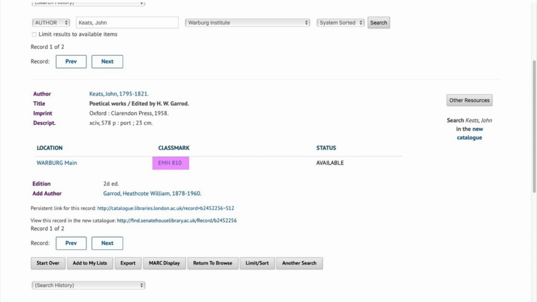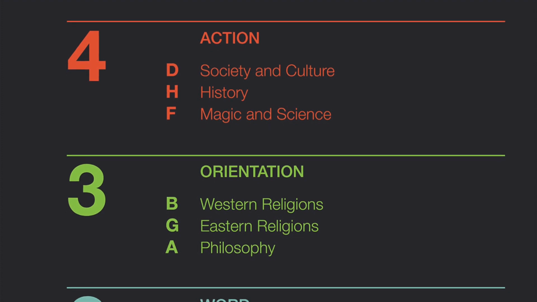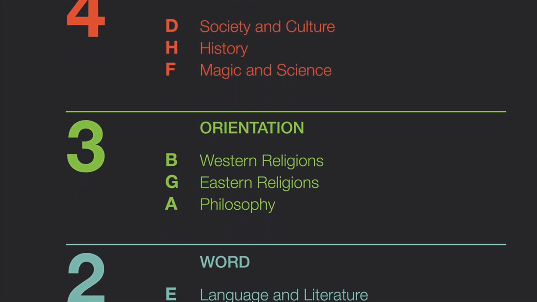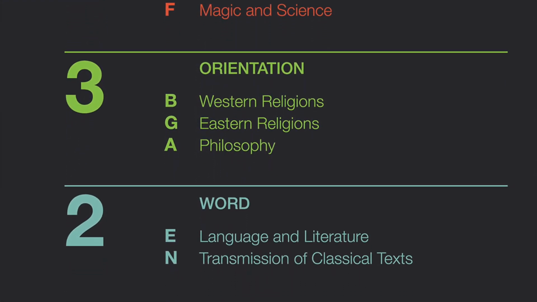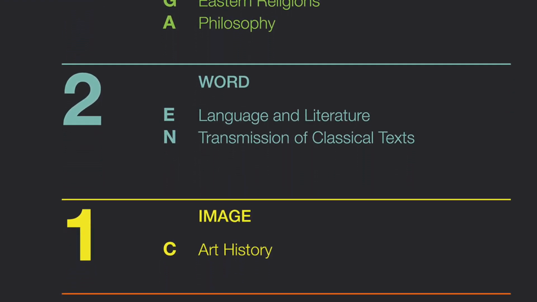When you've navigated to the items page, you'll see its class mark listed here. The Warburg uses a unique classification system designed by the library's founder, A.B. Warburg. Each item's class mark is composed of 3 letters and a number. The first letter of the class mark will tell you which floor the item is located on. D, F, and H can all be found on the 4th floor, B, G, and A are located on the 3rd floor, E and N can be found on the 2nd floor, and C is on the 1st.